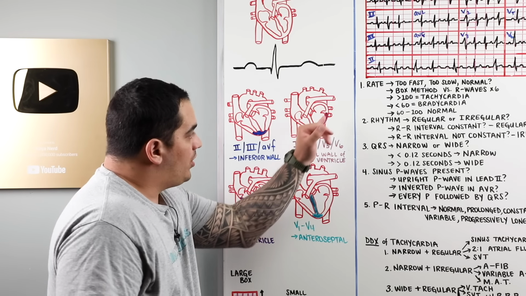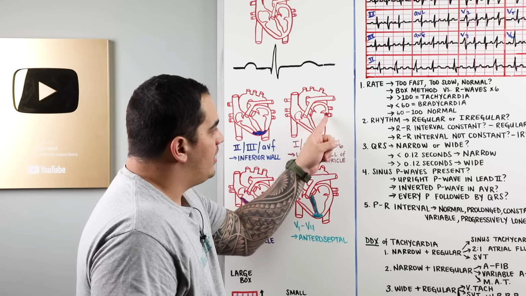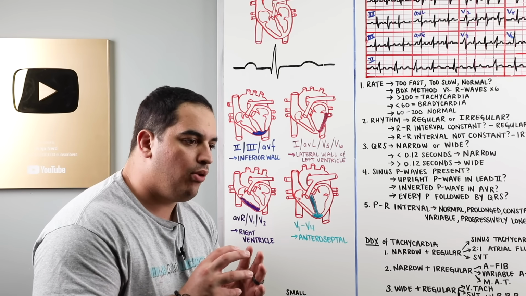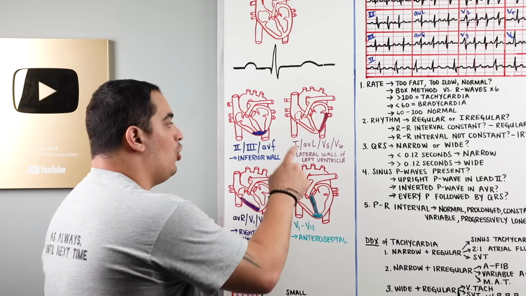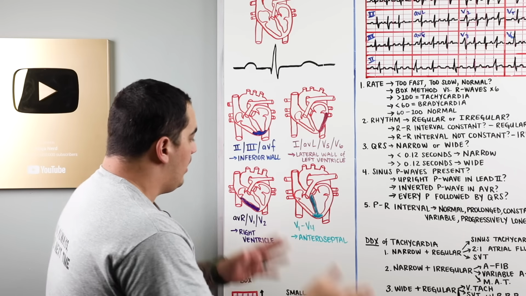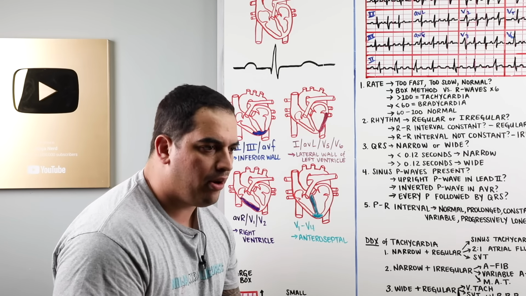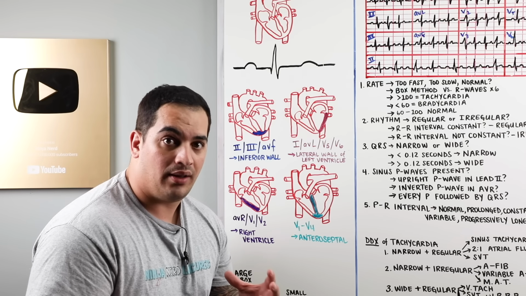The next one is if we're talking about the lateral wall of the left ventricle, okay? The electrical activity in that part is told to us by what leads? 1, AVL, V5, and V6, okay? Next is the right ventricle. The electrical activity in that part of the heart is told to us by what leads?